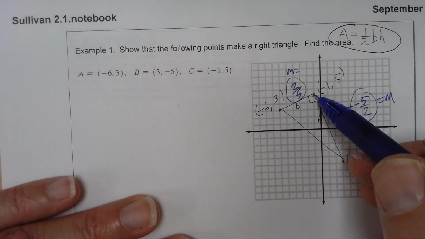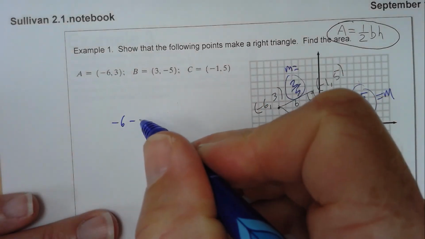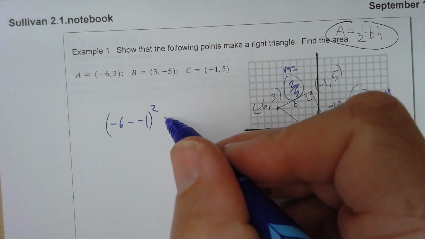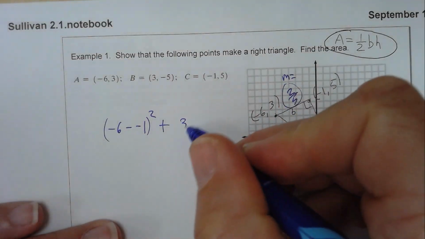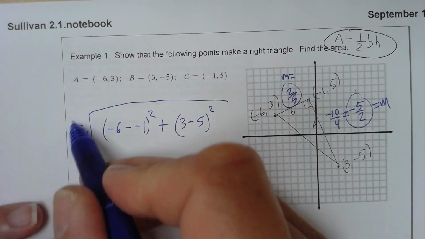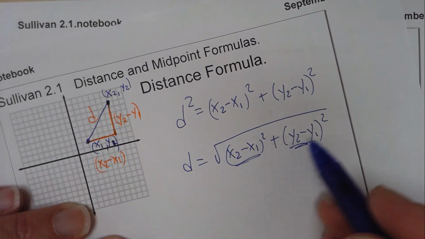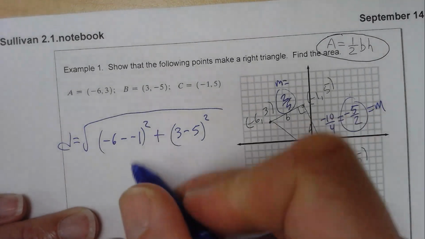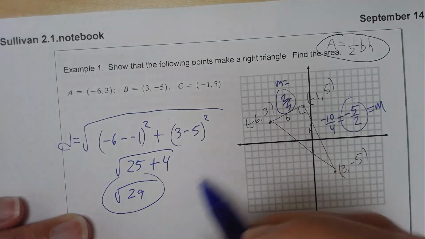So we do from here to here the distance. So we subtract the x's. So it's negative 6 minus a negative 1, and that gets squared, plus, subtract the y's, 3 minus 5, and then square that. Take the square root of the whole thing, and that's equal to the distance. So the formula again: subtract the x value, square, plus subtract the y value, square, take the square root. So this would be negative 5 squared, which is 25, plus 4, square root of 29. So that's this distance here.